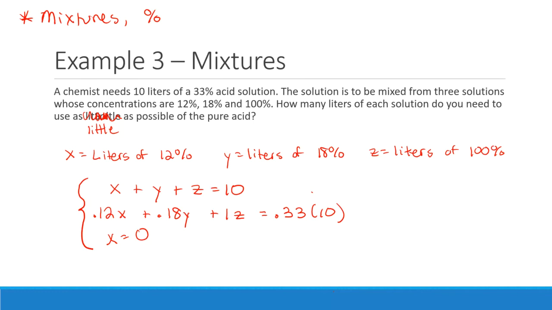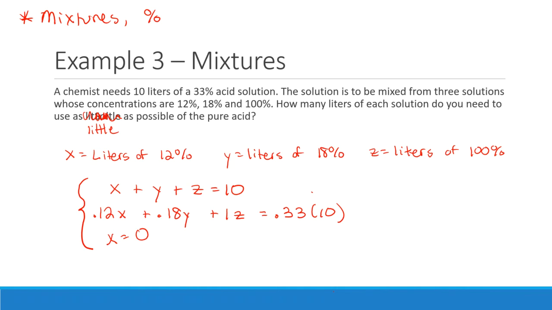There are other types of equations where they tell you, okay, you're going to use 2 liters of, say, the 12%, and then you can figure out how much you need of the other 2. So usually you're going to be given some sort of amount. If it's a 3 variable system like this, they're going to tell you you need this much of X, or maybe this much of Y, or so forth.